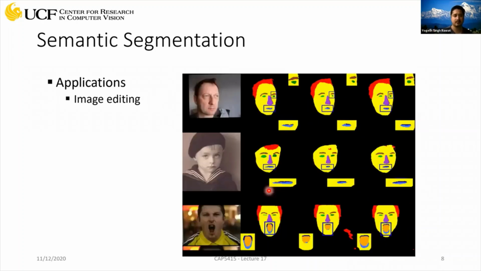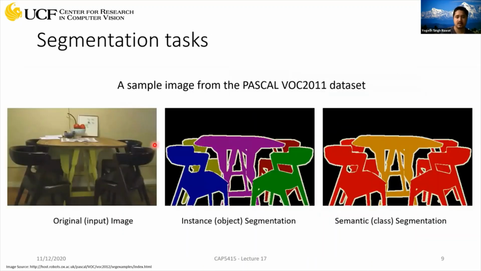And of course, for Photoshop, if you want to do some kind of image editing, this can have a lot of different applications as well. Okay, so in this case, we are showing a sample image from one of the datasets. This is Pascal VOC 2011. And here you can see that we have the ground truth annotation, which is available, which you can use to train our models.